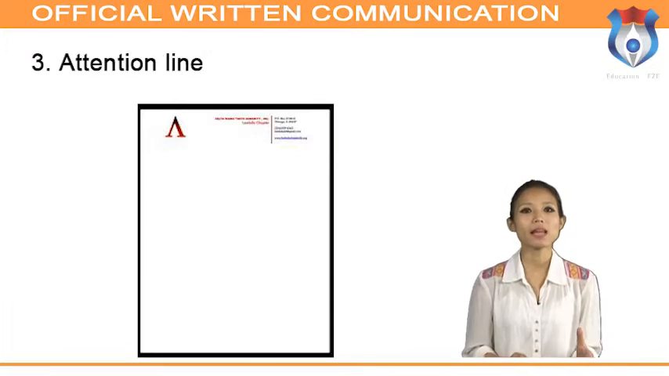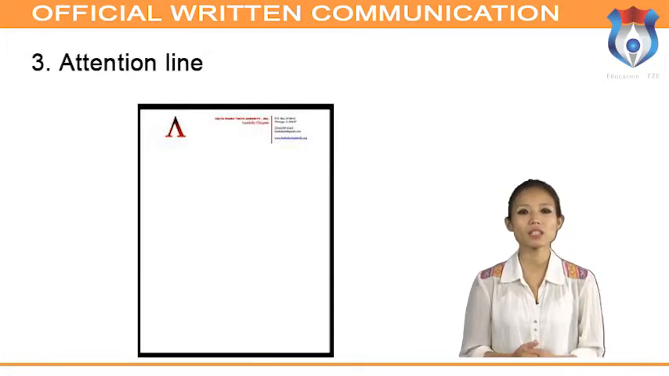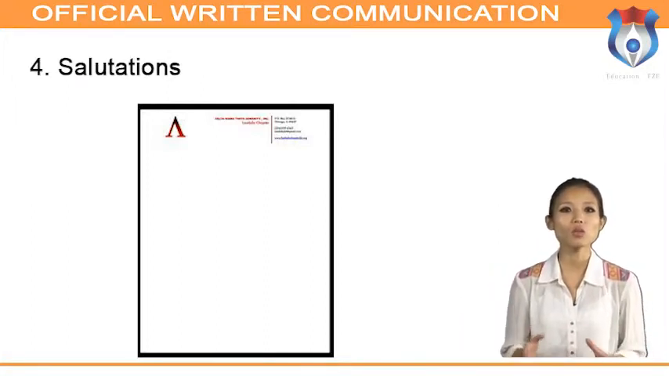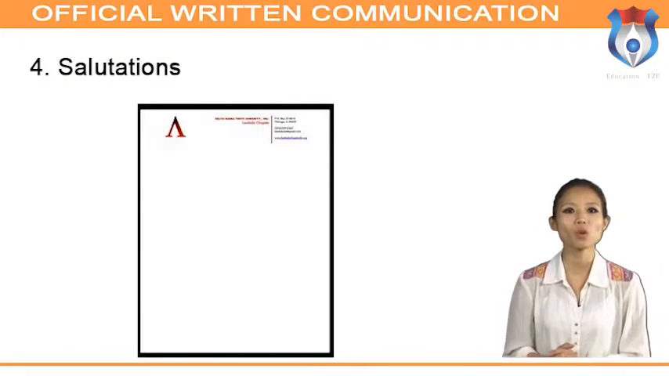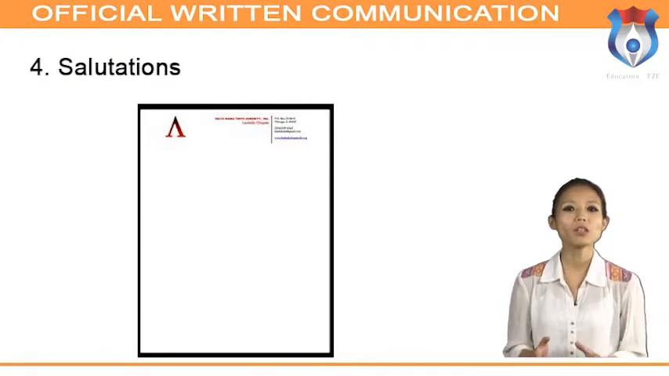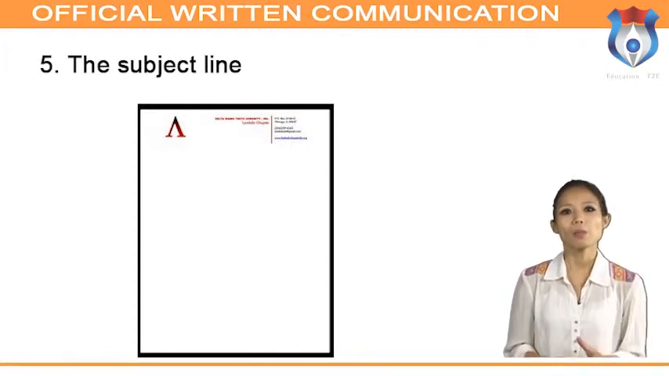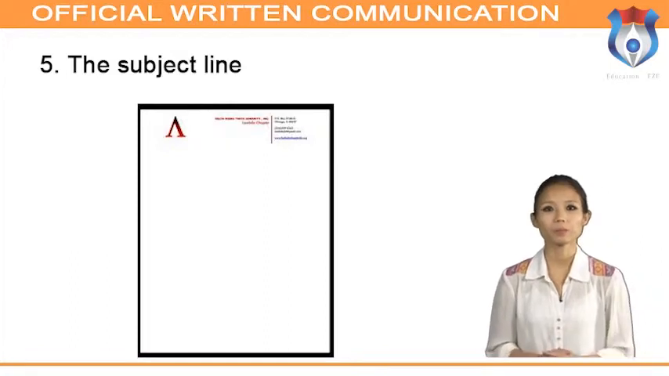Attention line. This line serves the purpose of directing our letter to the right person when we cannot address it to him directly. Salutation. It is polite to offer some form of salutation before we start speaking to or conversing with the person. The subject line. Use a concise and precise phrase to describe our business with the recipient.